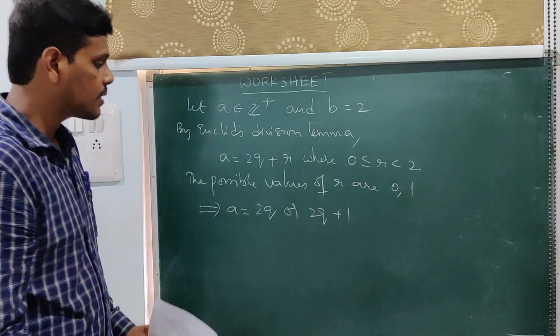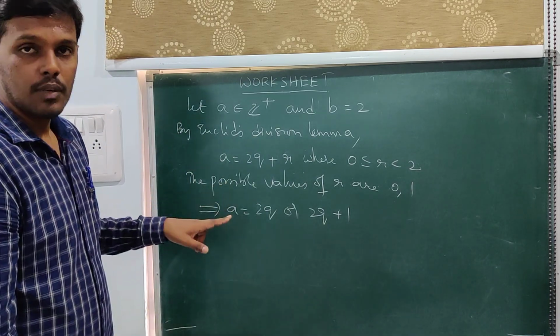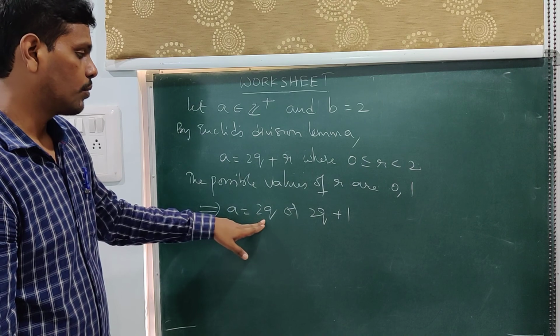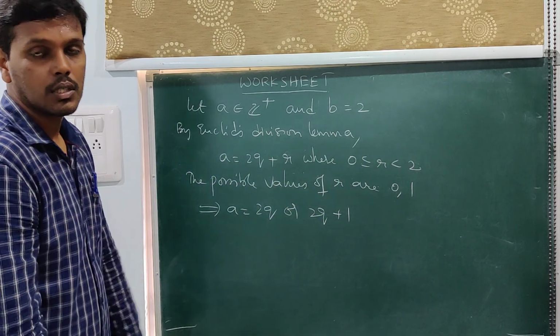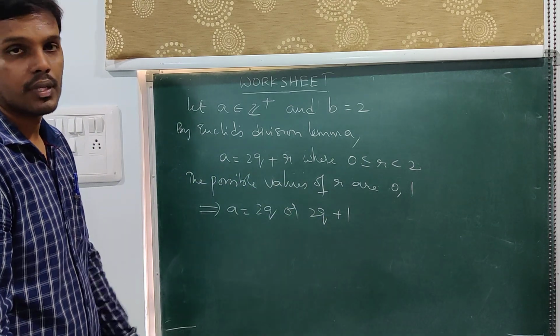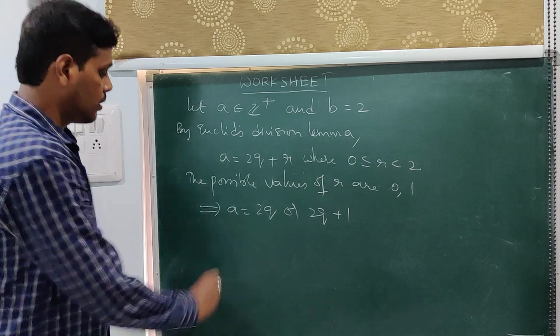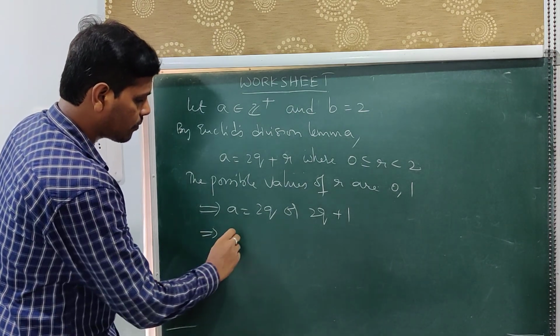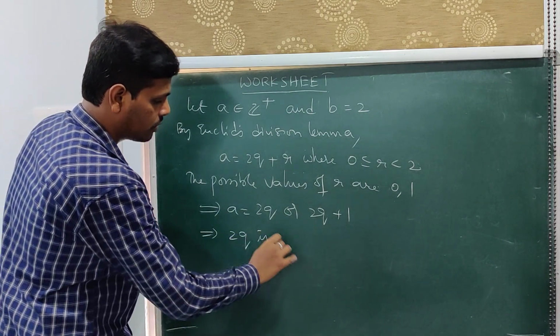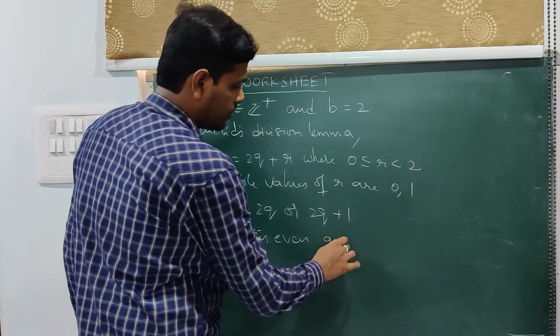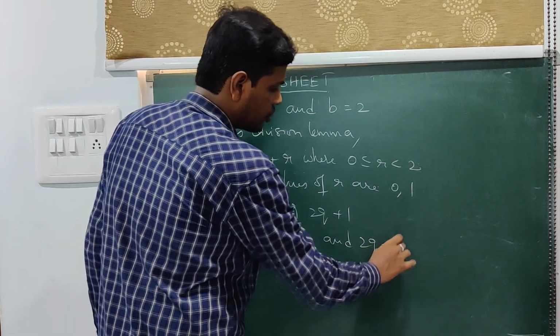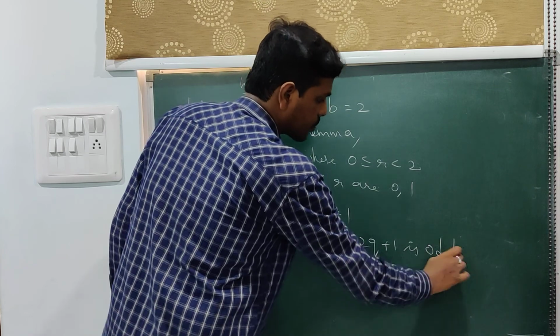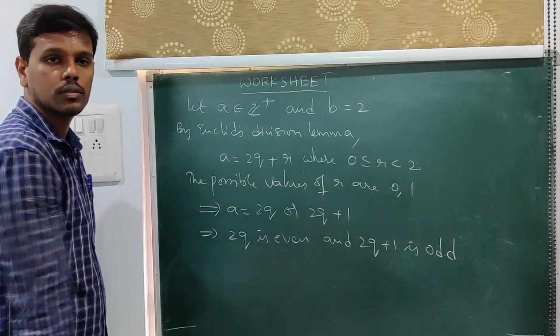Therefore finally we can say that any even positive integer is of the form 2q and odd positive integer is of the form 2q plus 1. That is what we come to. This implies 2q is even and 2q plus 1 is odd, and hence the result follows.